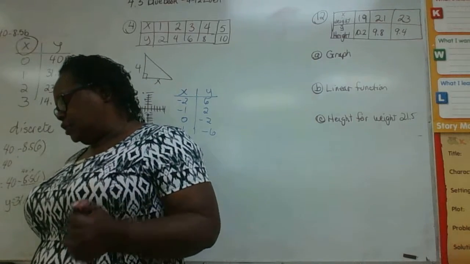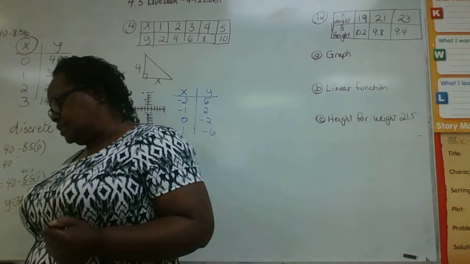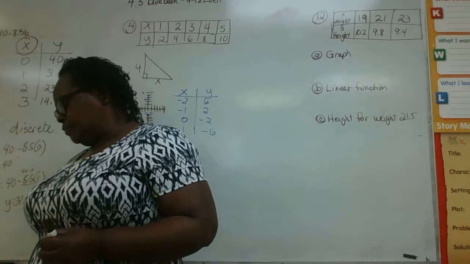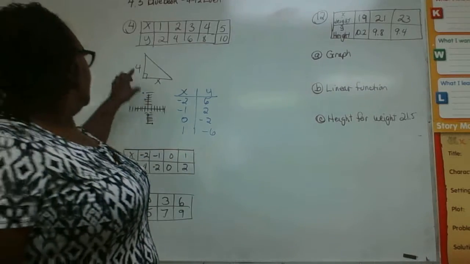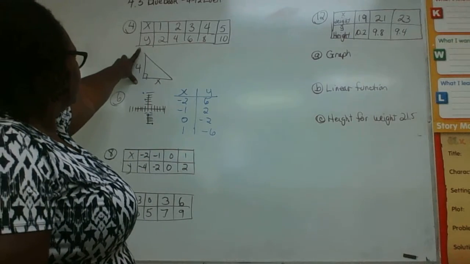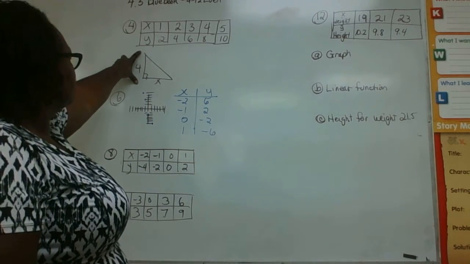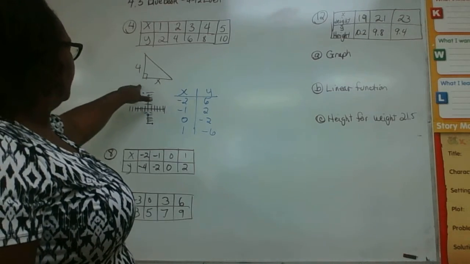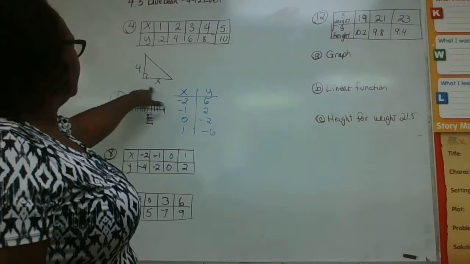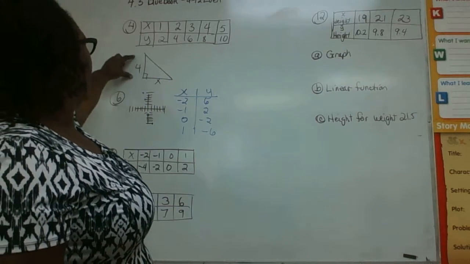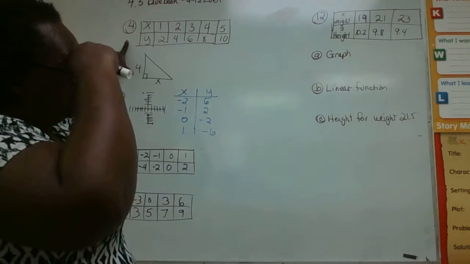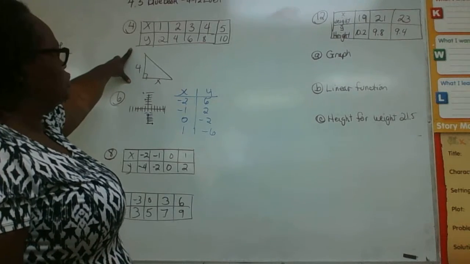Write a linear function that will relate y to x, and what do the variables x and y represent? Okay, so let's take a look. Here we have our geometric shape. Here we have the height, and here we have the base. So then x, the base: as the base increases, the height increases, okay? And so from there we can make that determination.